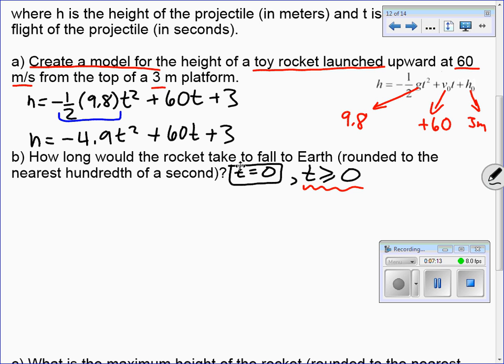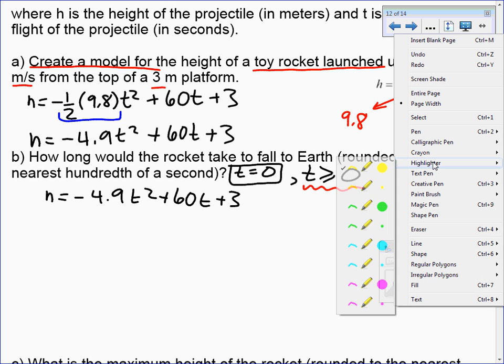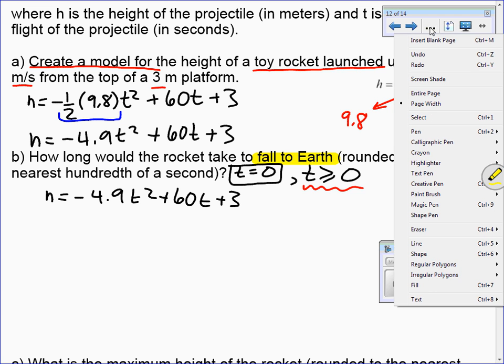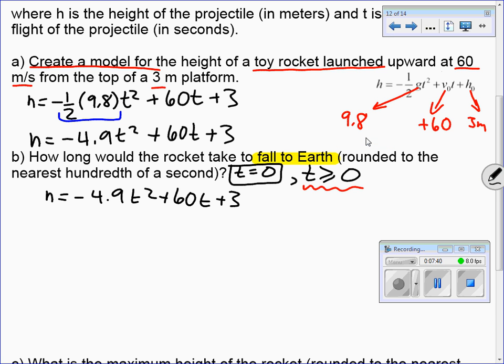Now, let us start. Our basic equation, our objective function, is h is equal to negative 4.9t squared plus 60t plus 3. When it says how long is it going to take to hit the ground, what you're doing is using the fact that when it falls to Earth, it hits the ground. When we hit the ground, h is 0, and Bob's your uncle. So now all we're going to do is substitute that into our equation. So now we have 0 is equal to negative 4.9t squared plus 60t plus 3.